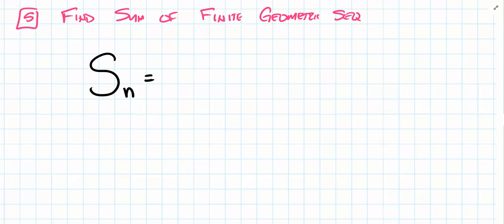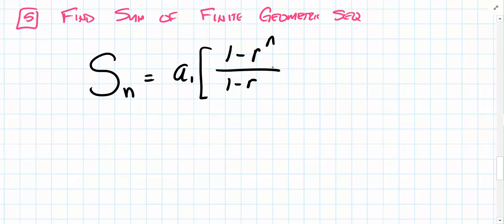So just like arithmetic sequences, we can add up the first however many terms in the sequence. We can do the same thing for geometric. The sum of the first n terms of a finite geometric sequence is going to be the very first term multiplied by 1 minus the ratio to the exponent of n, divided by 1 minus the ratio.